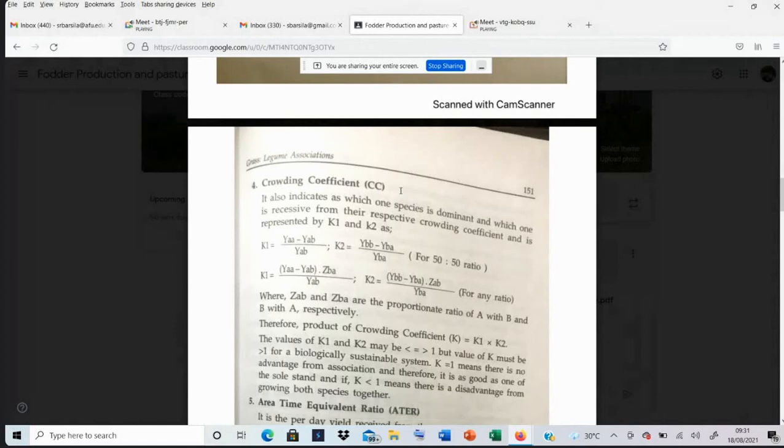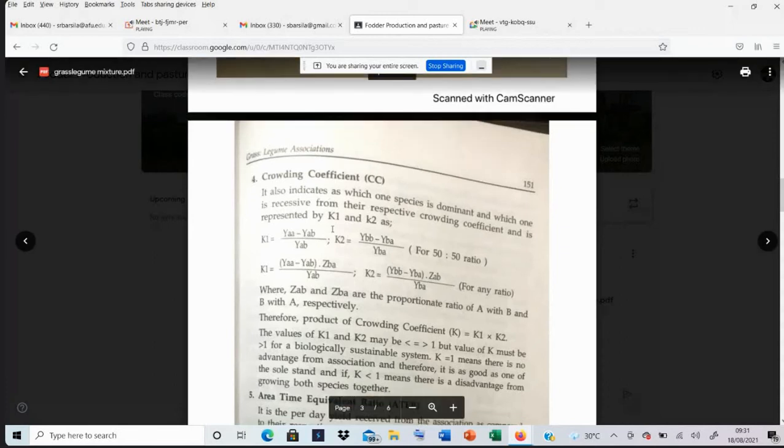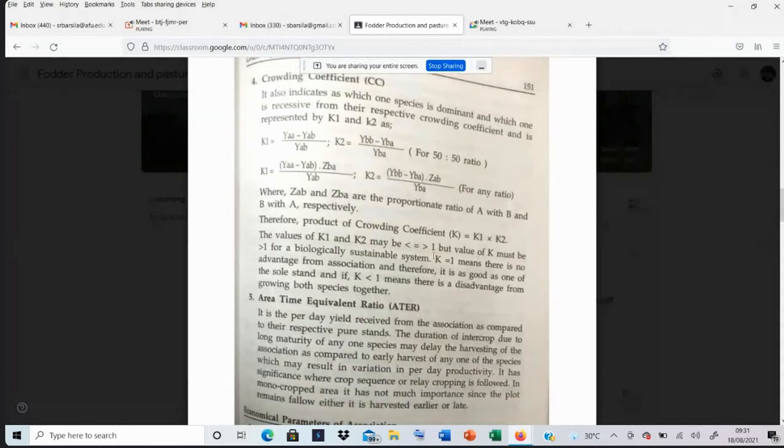If you grow grasses and legumes, then you have to know which species makes the crowd in the grassland. For this sake, there is one calculation for the biological function of associations. We call it the crowding coefficient, CC. The crowding coefficient indicates which species is dominant and which is recessive, from their respective crowding coefficients, represented by K1 or K2. This also has some measures. It has a value less than 1 or more than 1.